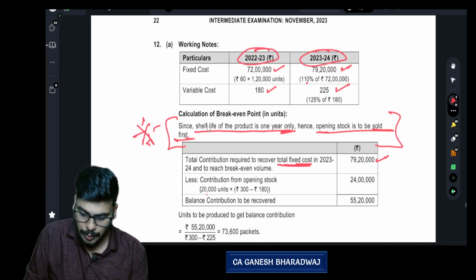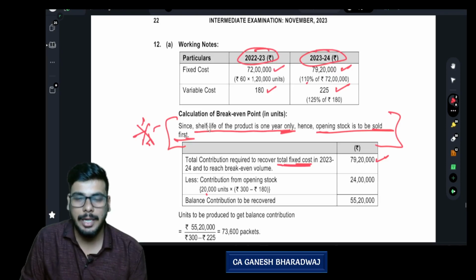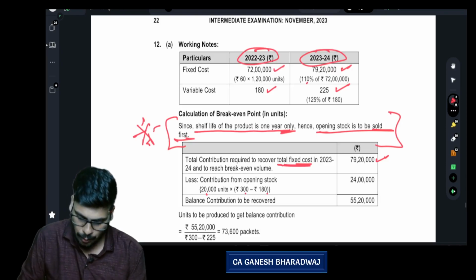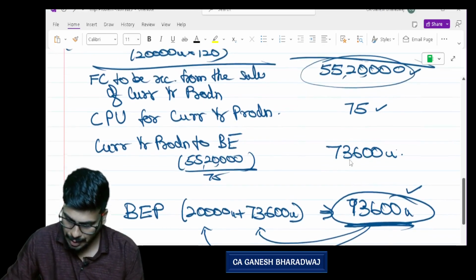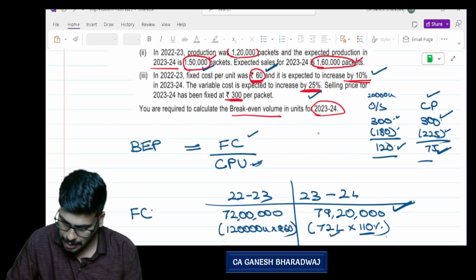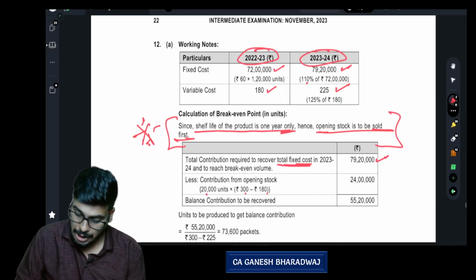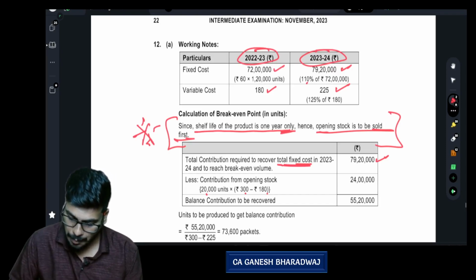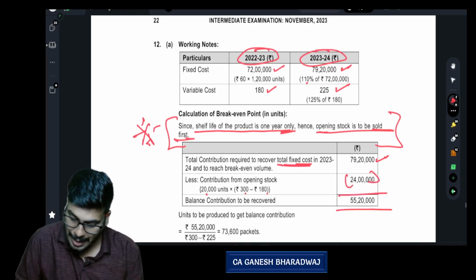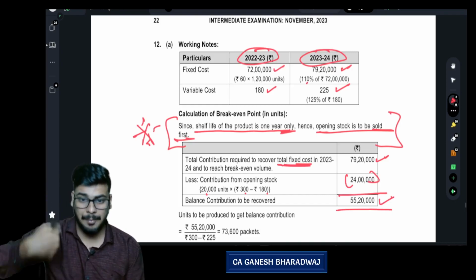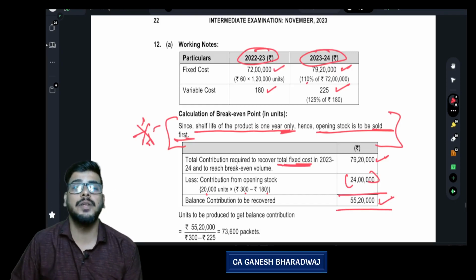So 20,000 units into what? Into 120. So this is 300 minus 180. 300 minus 180 is what we have done here. Look at this, 120. Clear with this? So 20,000 into 120, so minus 24 lakhs you do. Yes, the balance contribution to be recovered from the current year production units is going to be 55 lakh 20,000.